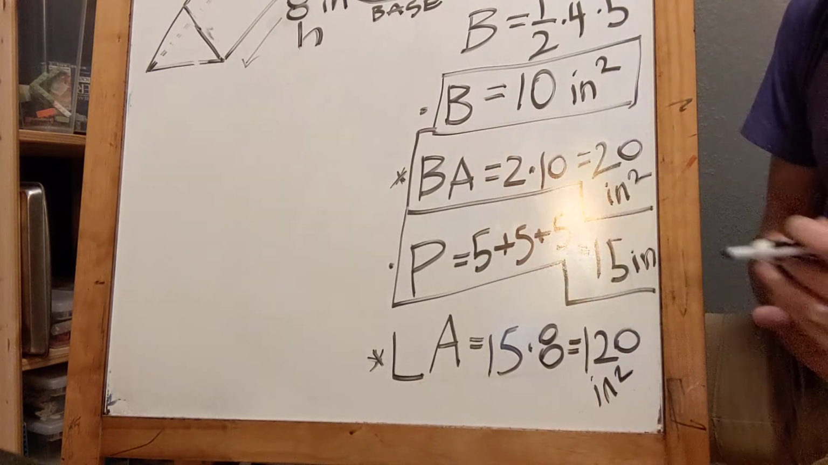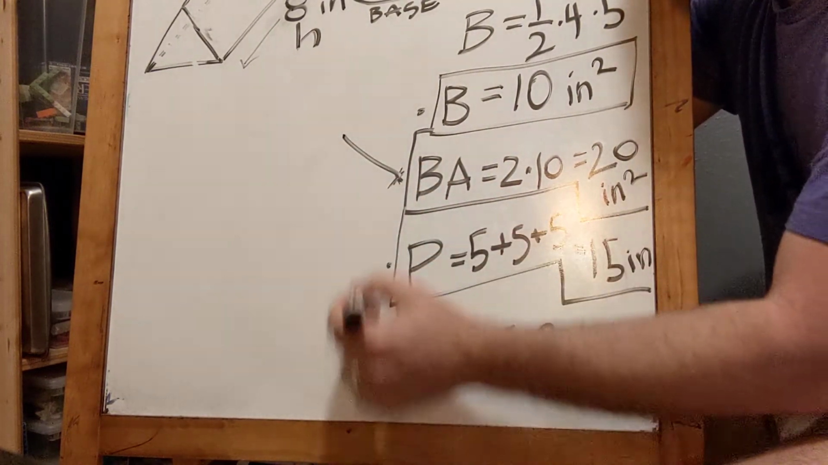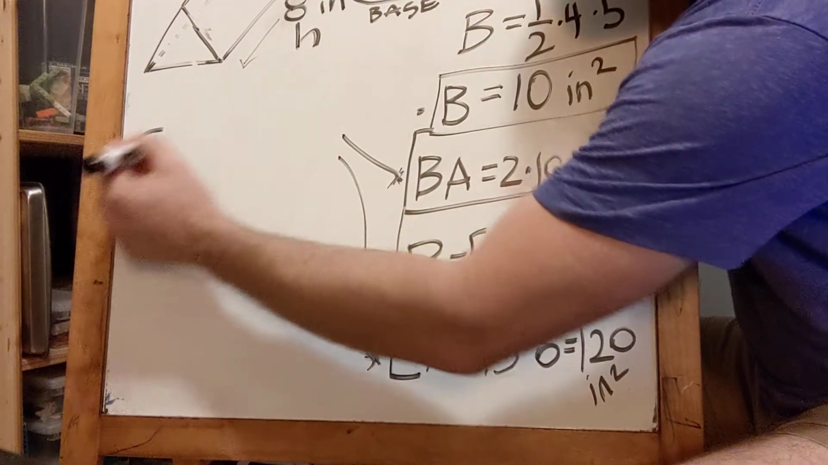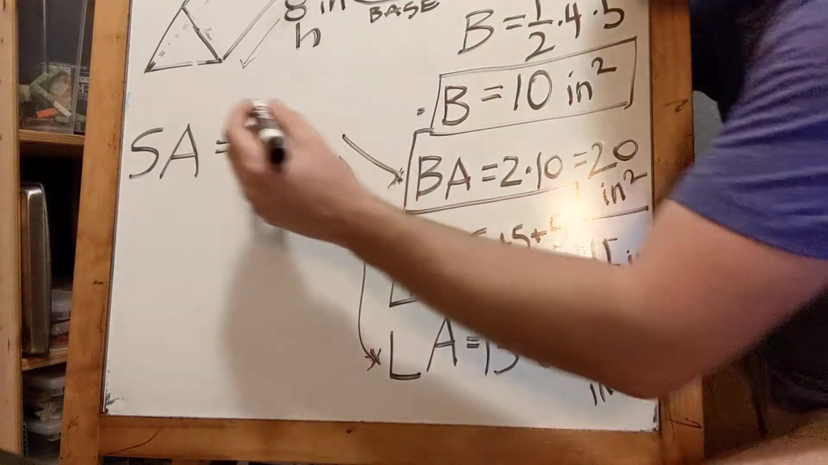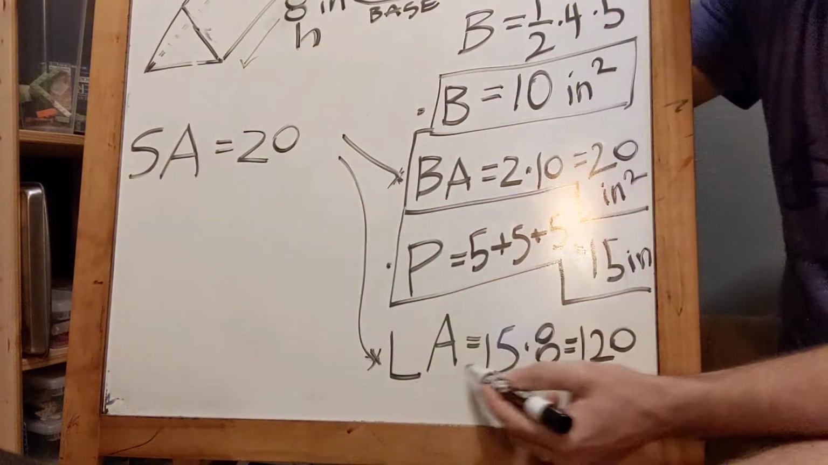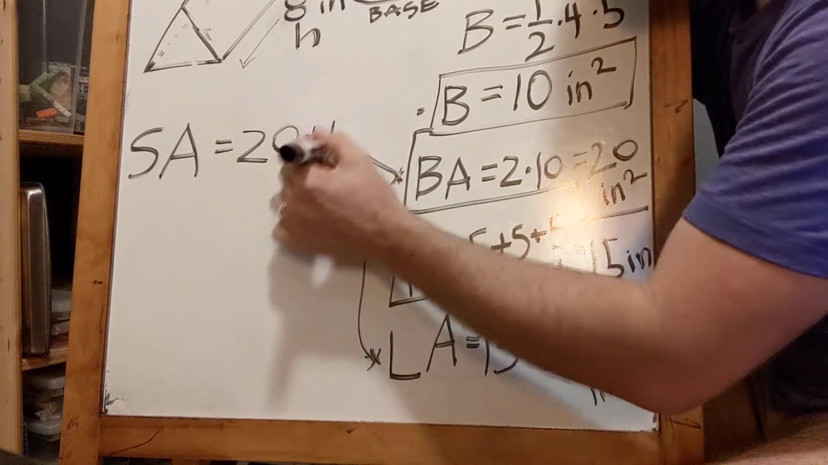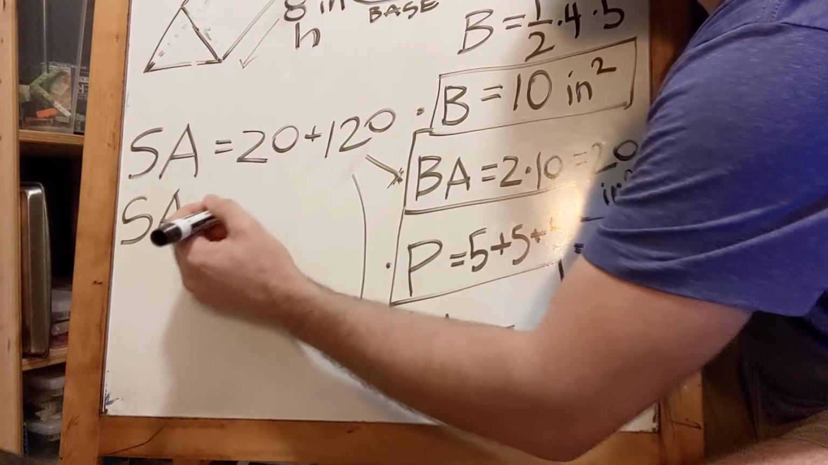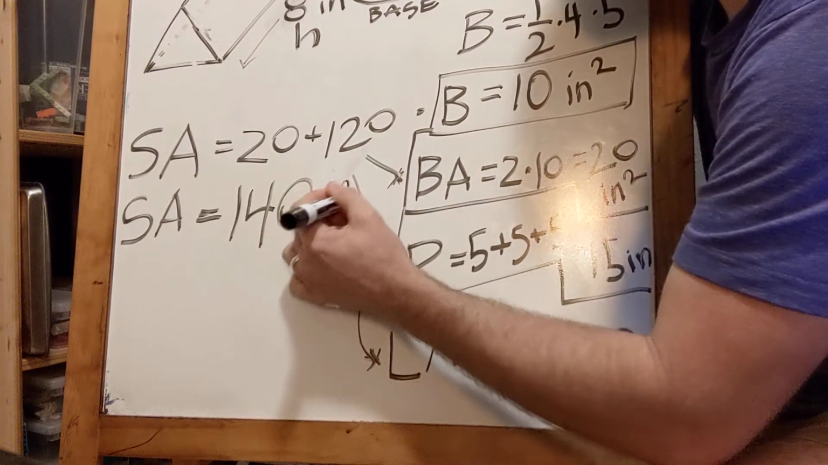So we have our 2 things together now. So let's jump over here and let's put the base area and the lateral area together. So the surface area equals base area 20 plus lateral area 120. And so then the surface area equals 140 inches squared.